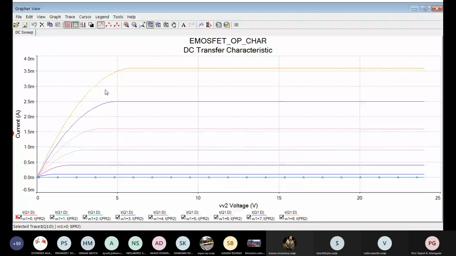As you can see very clearly, this part is nearly linear, which is the triode region. Whereas after that you get the saturation region. Is that fine? Yes, sir.